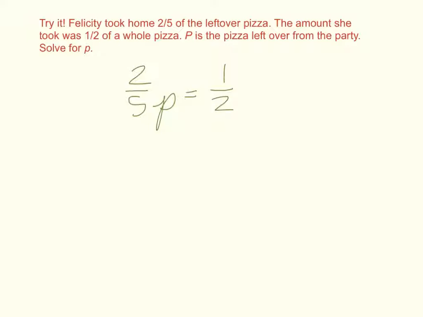Felicity took home 2/5 of the leftover pizza. Obviously this is not a true story problem. 2/5 was written as a fraction like this. The amount she took was half of a whole pizza. P is the pizza left over from the party, so solve for P. So here she has what she took home, 2/5 of the pizza, and that represents half of a pizza. So how much pizza was there to begin with is kind of the question. Go ahead and pause and solve.